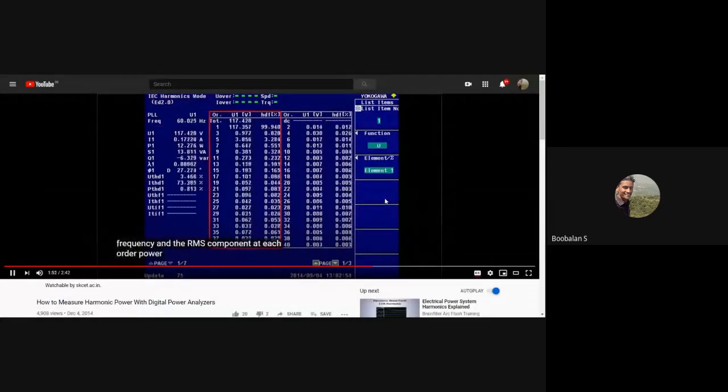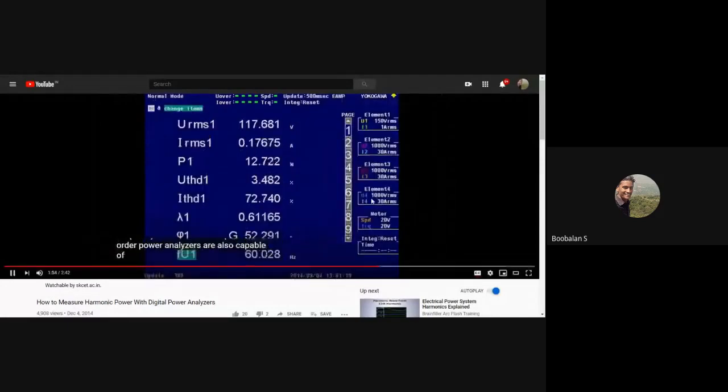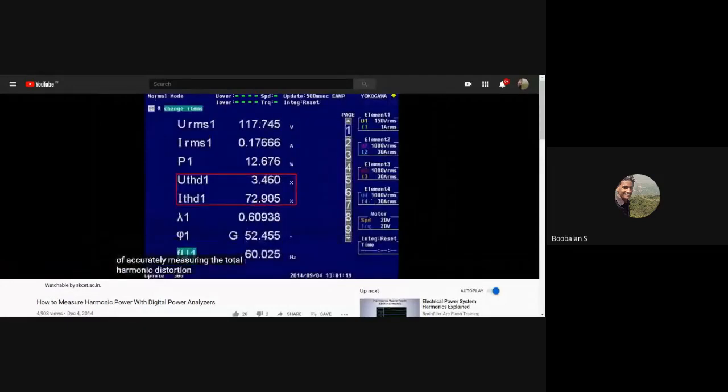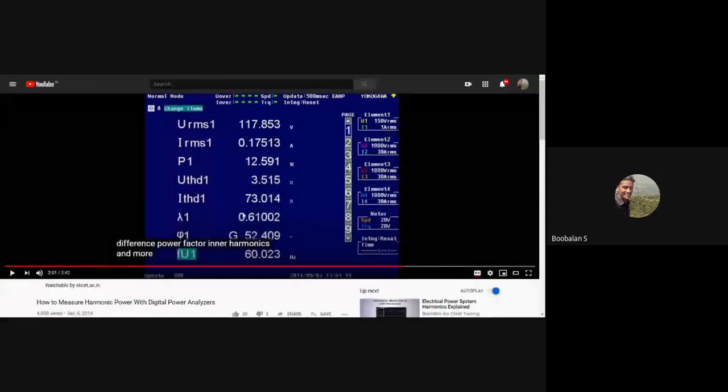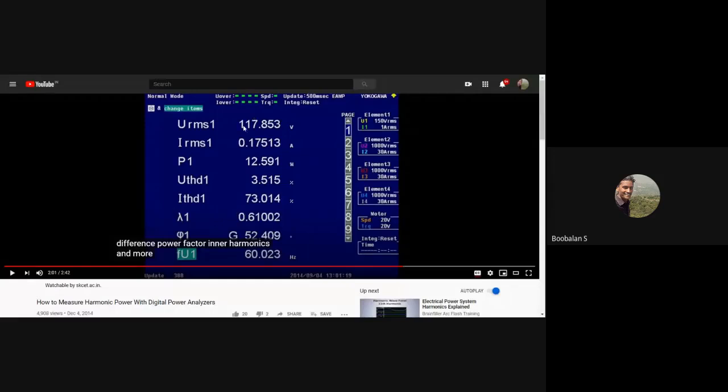Power analyzers are also capable of accurately measuring the total harmonic distortion, phase angle difference, power factor, interharmonics, and more. In a CFL polarity bulb, as I told you, the power factor will be around 0.6 alone. You could see the real time power factor. The voltage is 117 V, and the current is now 175 milliamperes. The total power consumed is 12 watts.